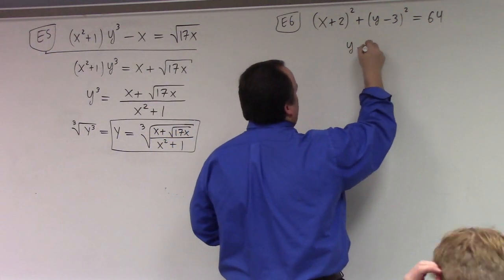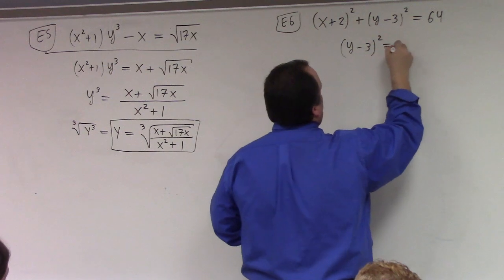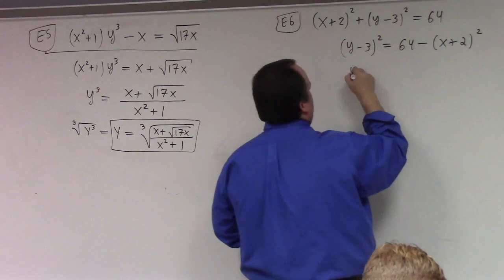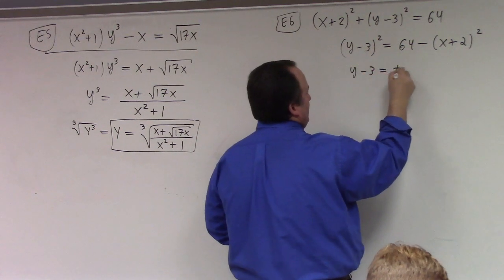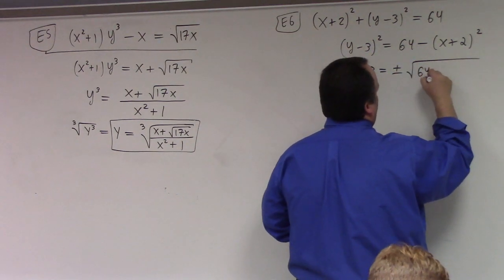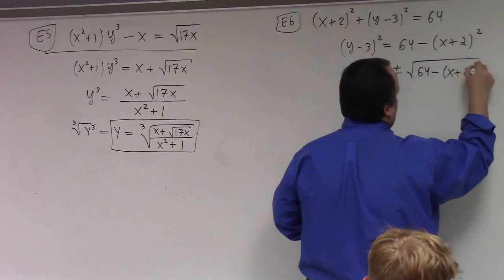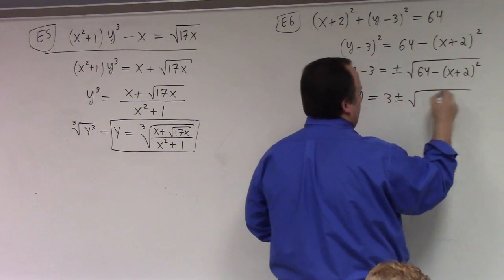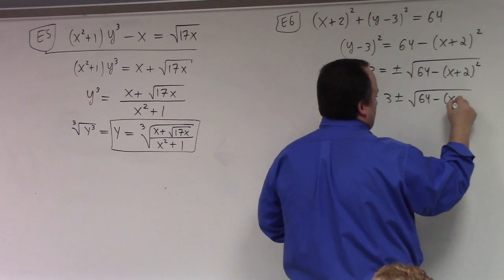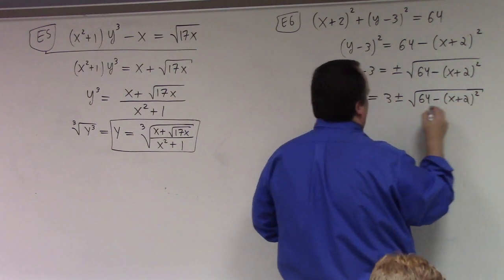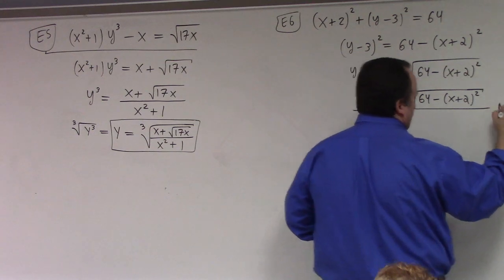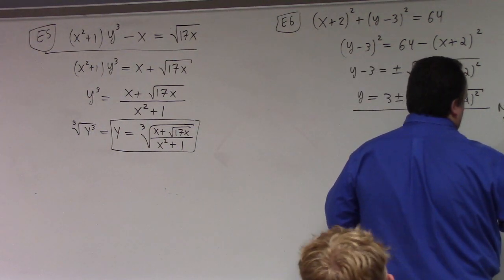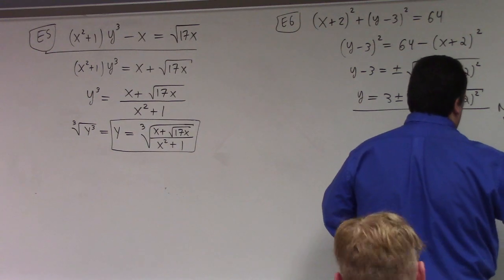So we've got y minus 3 squared equals 64 minus x plus 2 squared. That gives us y minus 3 is plus or minus the square root of 64 minus x plus 2 squared, which gives us y is equal to 3 plus or minus the square root of 64 minus x plus 2 squared. And so the answer is nope. Not a function, right? Now can somebody tell me why that was obvious from the start?